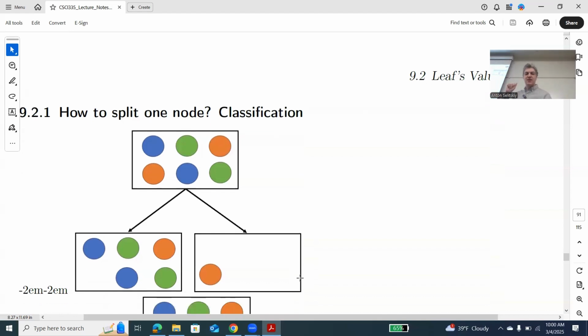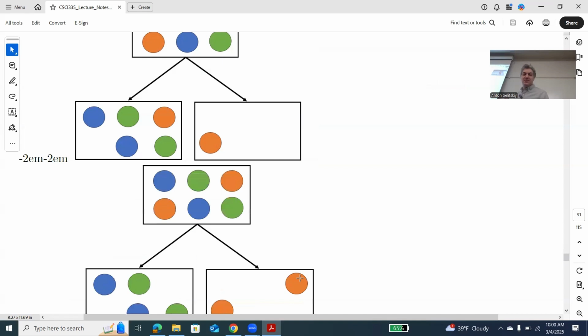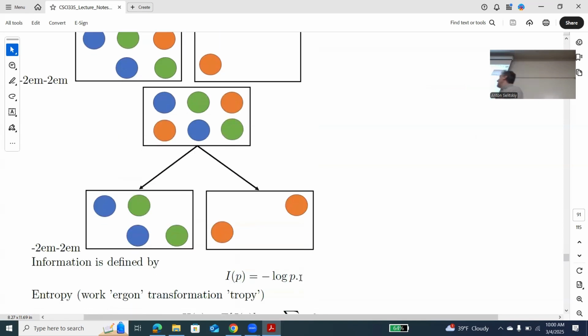I don't want to show the next one. So what if we split like this? Is it a good split or not? What is the better split? To get the same color in one leaf. So maybe this split looks better. I hope you agree.